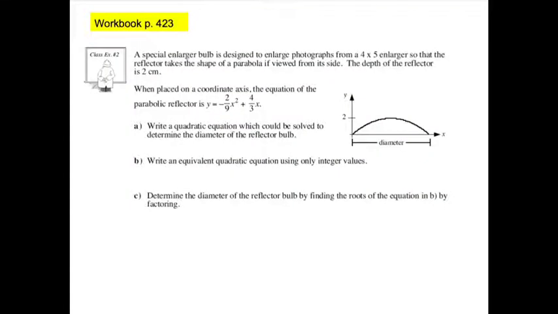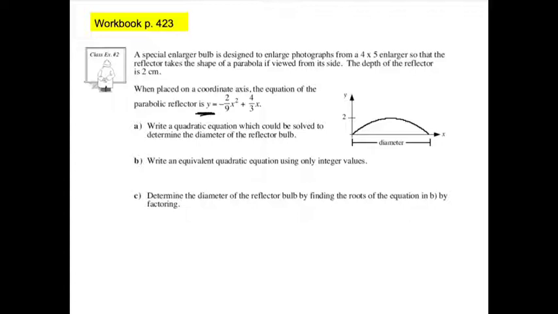A special enlarger bulb is designed to enlarge photographs from a 4x5 enlarger so that the reflector takes the shape of a parabola if viewed from its side. The depth of the reflector is 2 centimeters. When placed on a coordinate axis, the equation of the parabolic reflector is y equals negative 2 over 9 x squared plus 4 over 3 x. So write a quadratic equation which can be solved to determine the diameter of the reflector bulb.